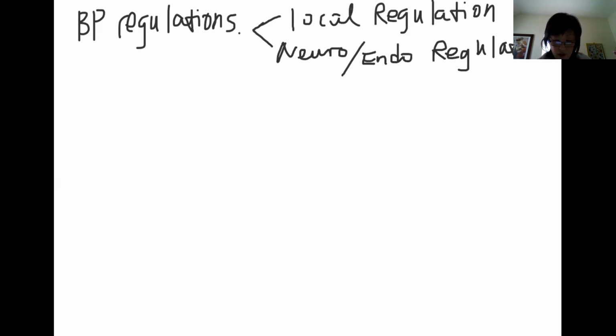Okay, so the top one, local regulation, is the autoregulation. All right, so it's like second by second, intrinsic factors doing minor adjustments to regulate the pressure. We're going to focus on this one, okay, the neural and endocrine or hormonal regulation.